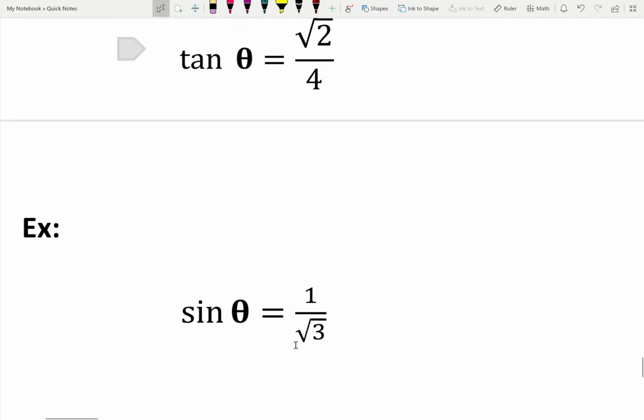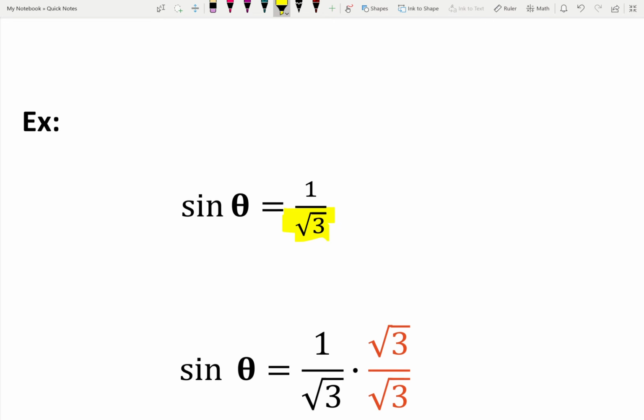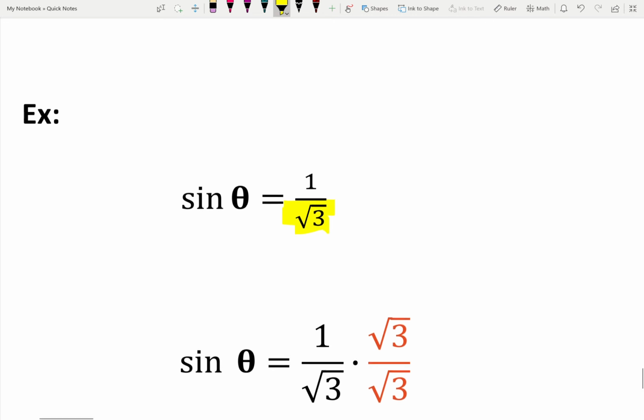So here I have sine theta equals 1 over square root of 3. I want to rationalize the denominator. So what I'm going to do is multiply the numerator and denominator by my current denominator. So I have sine theta equals 1 divided by square root of 3 times square root of 3 over square root of 3. And I can do this because square root of 3 divided by square root of 3 is equal to 1. So I'm not changing the value, I'm just multiplying by 1.